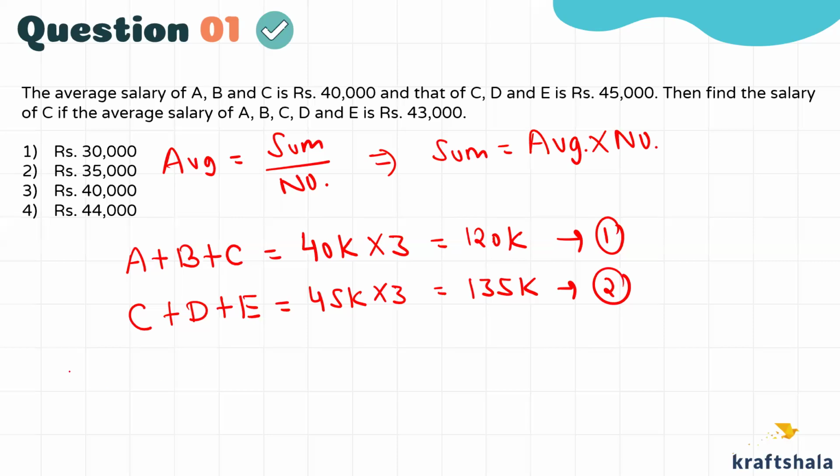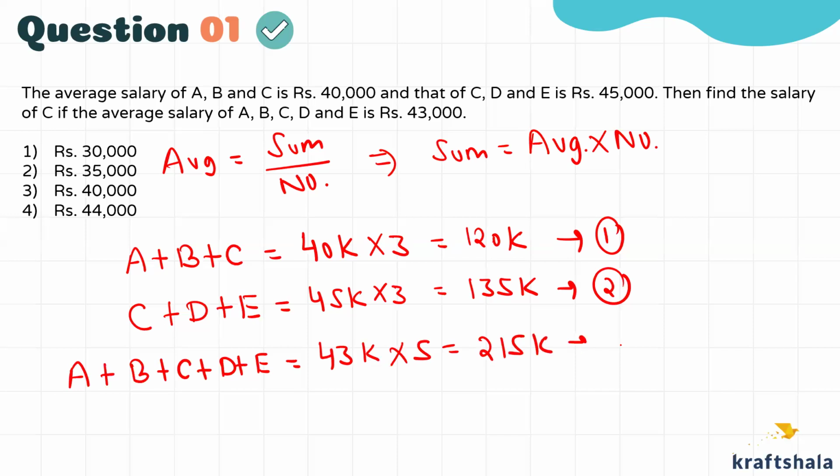Now, find the salary of C if the average salary of 5 people is 43,000. Same way. Now there are 5 people. Their average is 43,000. Again, applying the same thing. Number of people are 5. So this gives me the third equation. Now the question is asking me to find the salary of C.